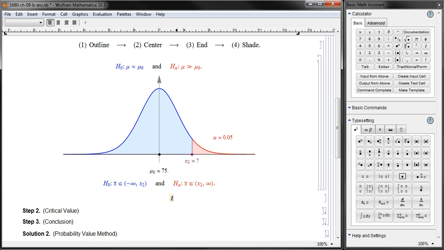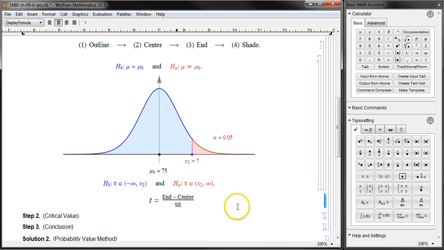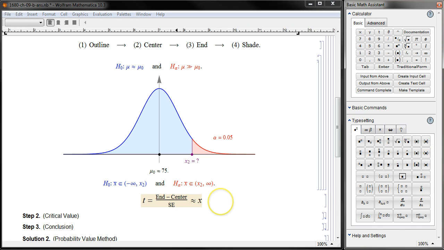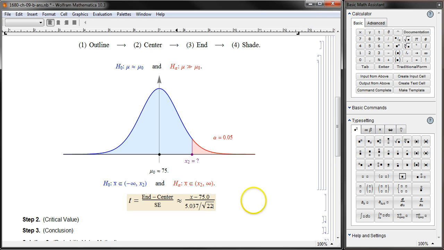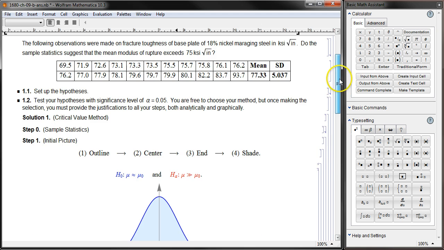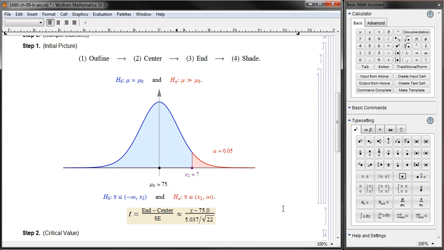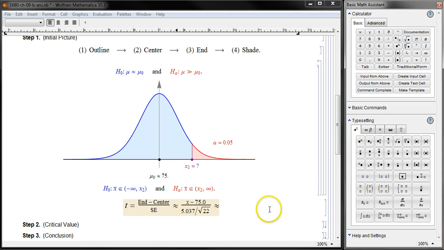So what is this x2? We can find out like this. T-score is end minus center over SE, isn't it? In this particular case, end is this critical value x2. Center is 75.0. And the standard error is standard deviation over square root of the sample size. Is 5.037 correct? Yes, that's the sample standard deviation. So this is end minus center over SE, correct? Now, you have to set this equal to the appropriate t-score, as you have done with confidence bounds and confidence intervals.